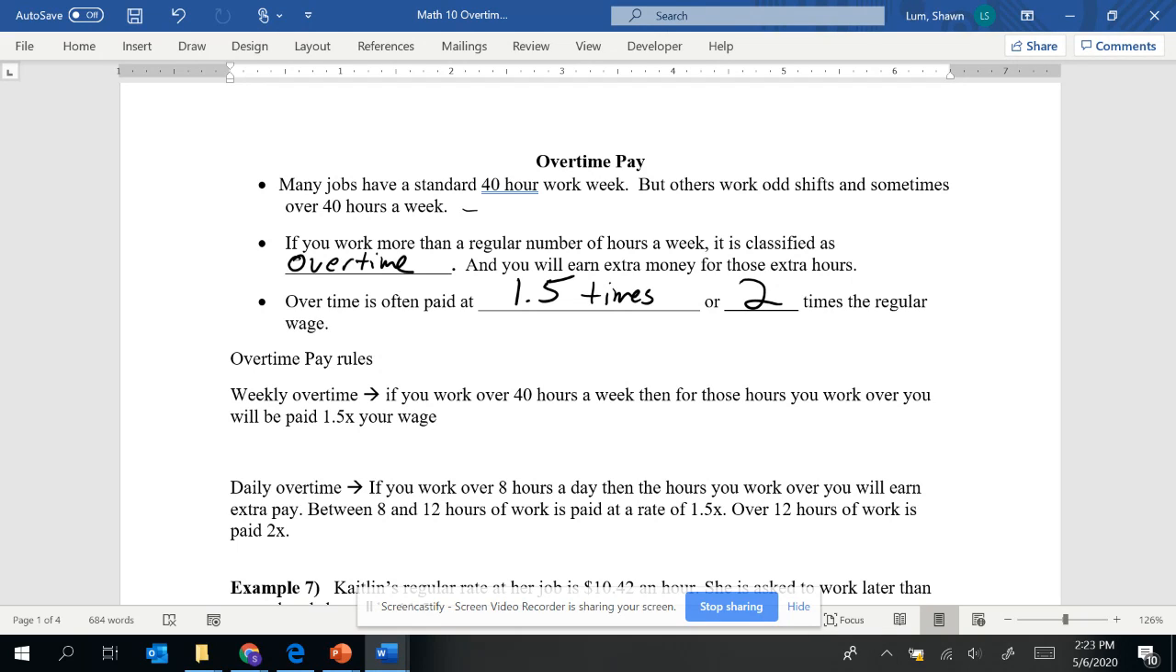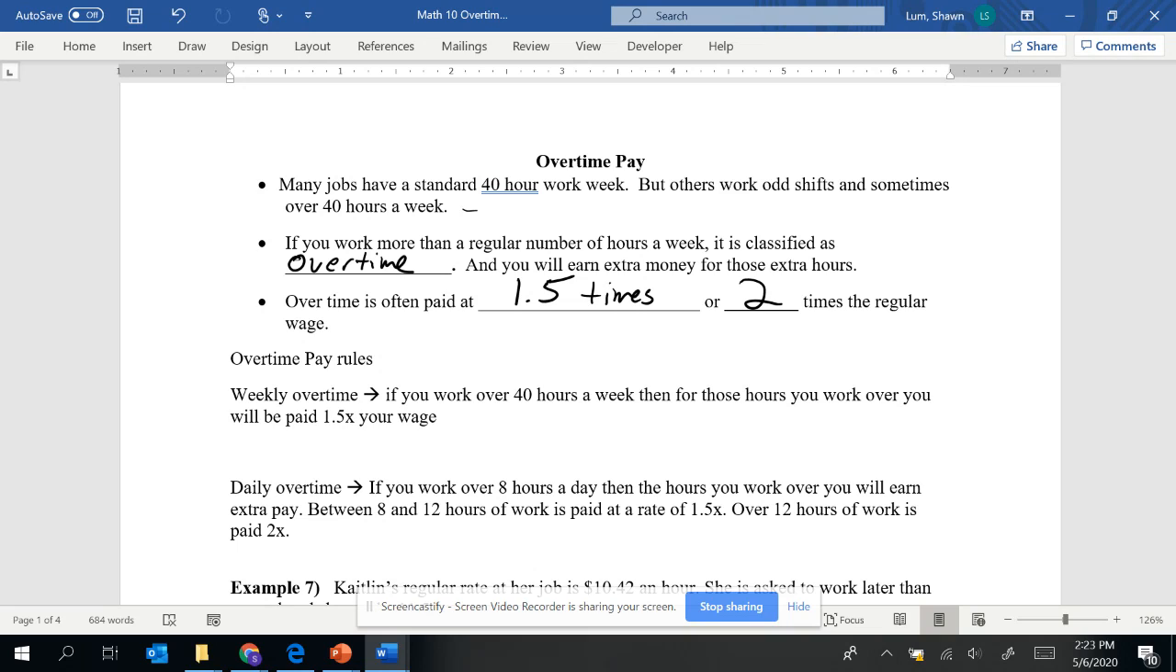In the workforce, people don't usually say 1.5 times or 2 times the regular wage. We'll say time and a half or double time the regular wage. And we're going to talk about what exactly that means. But first, before we get into what time and a half and double time mean, we're going to talk about how overtime is calculated.